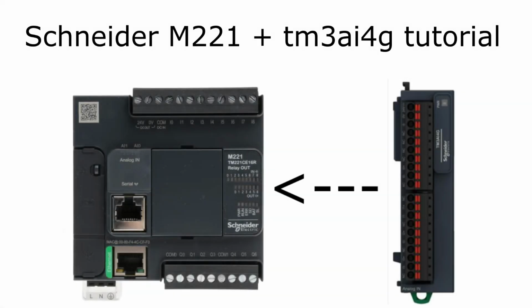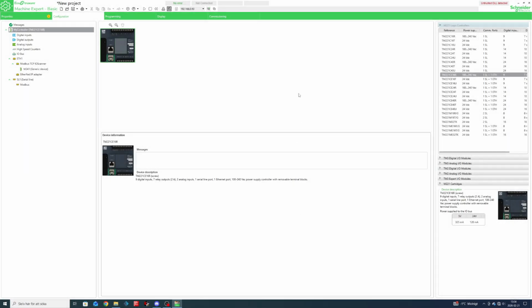In this video, we will learn how to use a TM3 analog input card on a Schneider M221 PLC. In Machine Expert Basic Configuration, we want to drag the analog card next to the PLC.